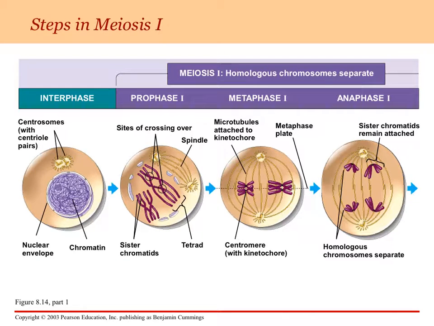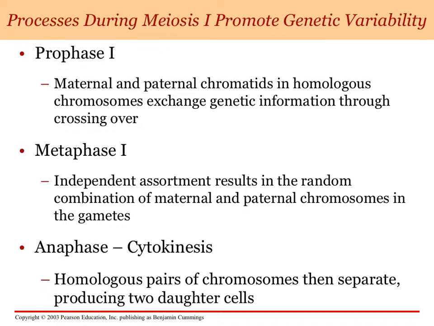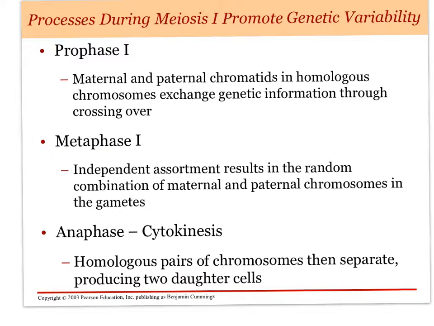So a quick look at meiosis. So meiosis 1, of course, you still have interphase, so you're doubling the chromosome. Then in prophase, there's this idea of crossing over. We'll get into more specifics. Metaphase 1 and anaphase 1. And so let's look at this process. Maternal and paternal chromatids and homologous chromosomes exchange genetic information through crossing over. We'll look at that shortly. Metaphase 1. Independent assortment results in random combination of maternal and paternal chromosomes in the gametes. And then anaphase and then telophase and cytokinesis, homologous pairs of chromosomes then separate, producing two daughter cells.